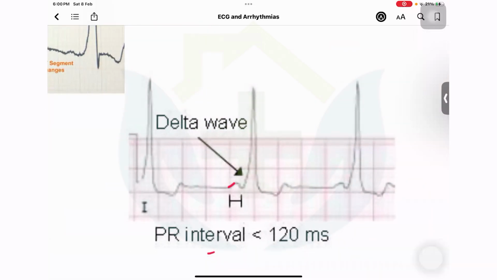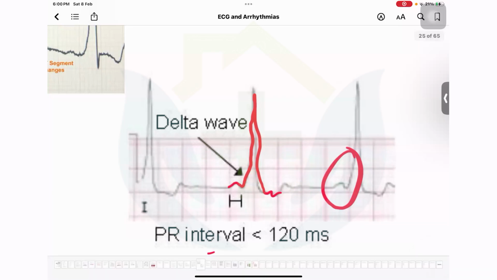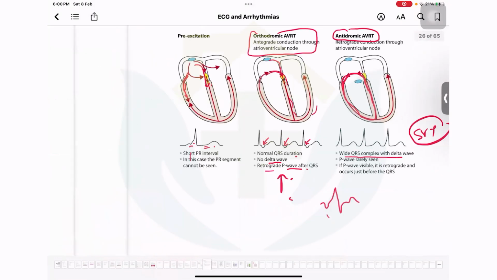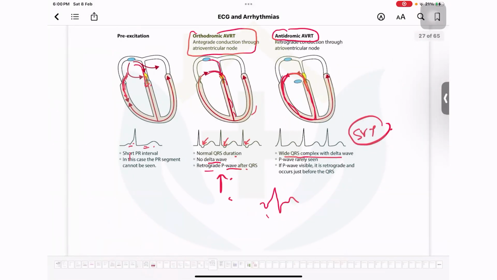Here you can appreciate it much better. The P wave is here. It literally crosses over, and then there is a delta wave, so you see the PR interval is short, and then there's a delta wave. Types of arrhythmias you will not need. They are more cardiology specific, but this is how things are happening here.